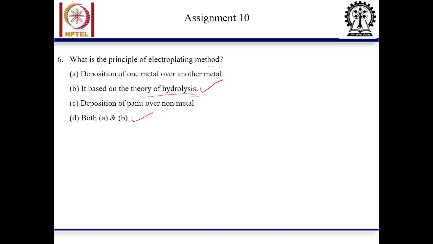Because finally you will see a water molecule is releasing as the final product. So this is called the theory of hydrolysis. It's based on hydrolysis. Right.